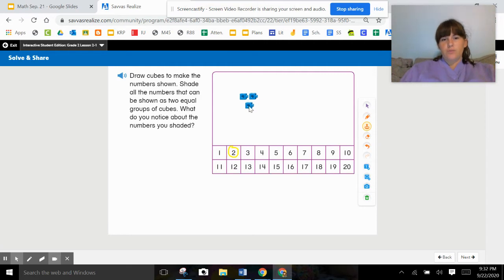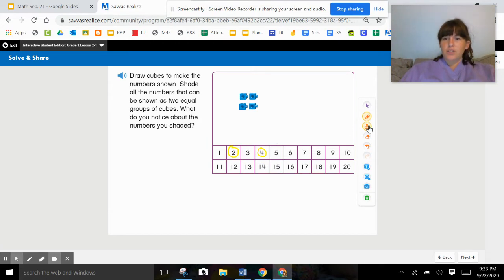So now let's do the number 3. So we've got the number 3 right there. This group has 2 in it and this group has 1. So are those groups equal? No, they're not. This one has 2 in it and this one has 1 in it. So I wouldn't shade the 3. Let's try 4 now. Is this group equal to this group? Yes, they both have 2 in it. So I shade my number 4.